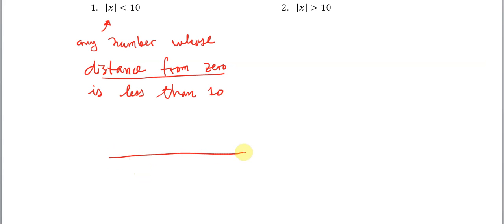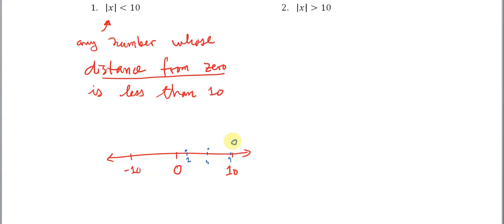Okay. So let's look at our number line here. And here's zero, the all-important 0. And this is 10. We're going to put that on there somewhere. And so what are the numbers whose distance from 0 is less than 10? Well, let's look at a few of them. Does 1 work? Certainly, right? The distance between 0 and 1 is 1. How about 5? 5 certainly works as well. How about 9? 9 certainly works as well. And all the way up to 10.